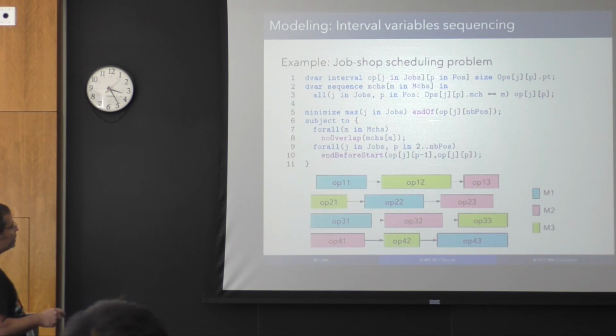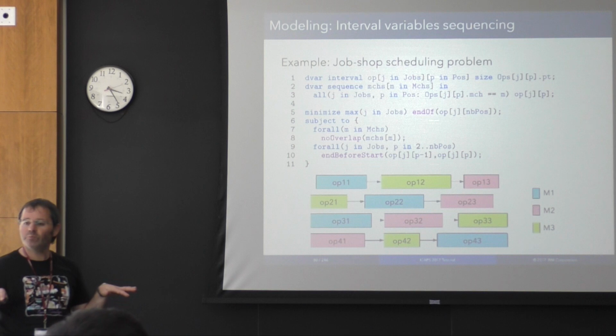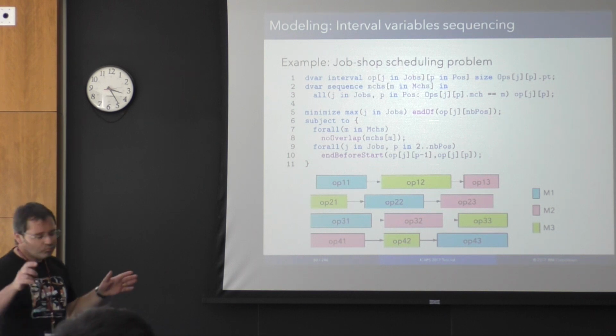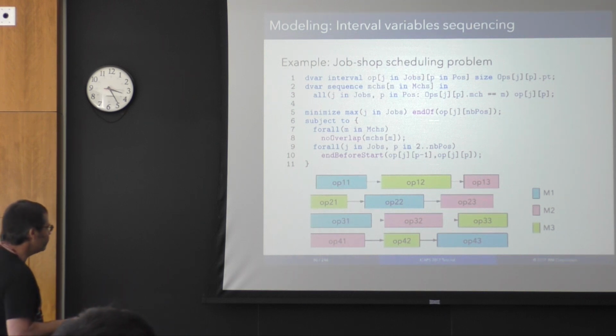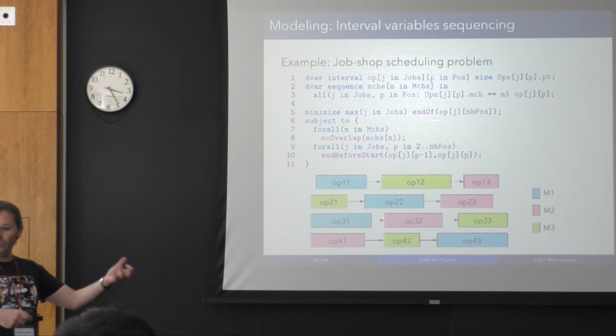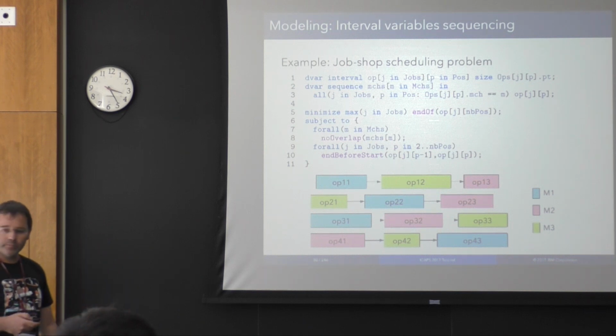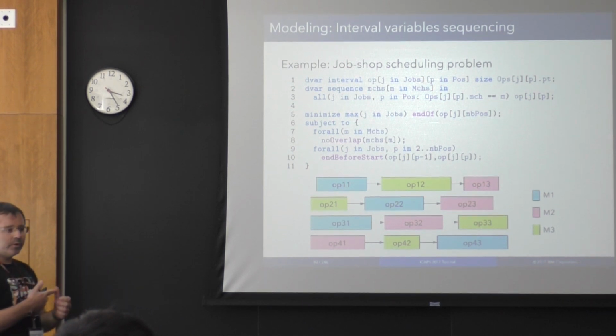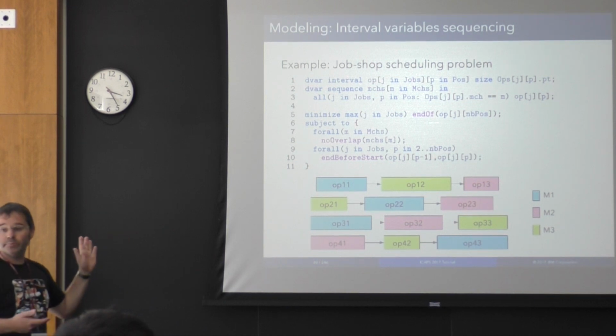You have a set of operations. Everybody knows the job shop scheduling problem. You have a set of operations with precedence constraints. Each operation should be executed on one of a given set of machines. One machine can perform only one activity at a time, and we want to minimize the makespan.